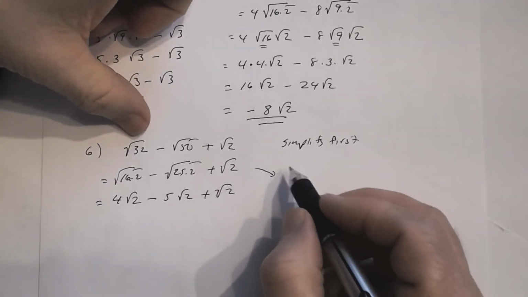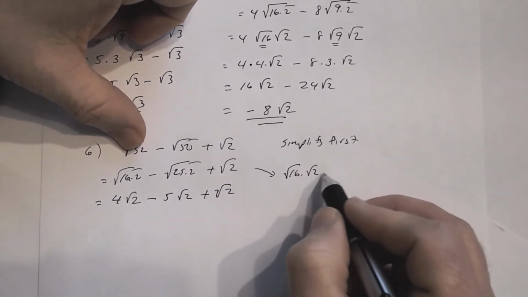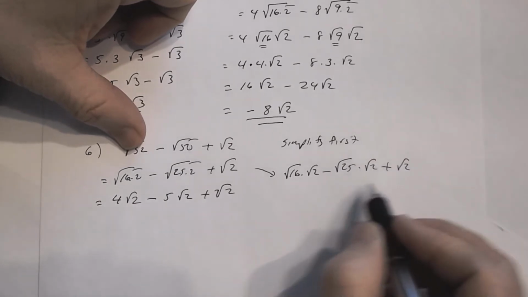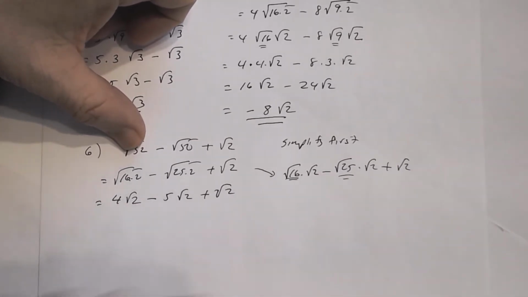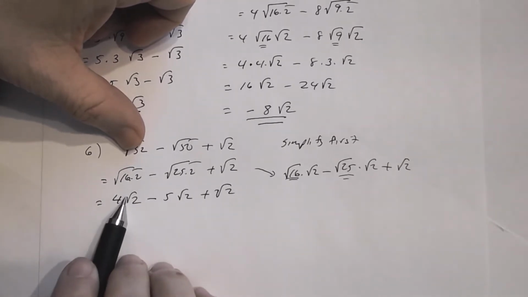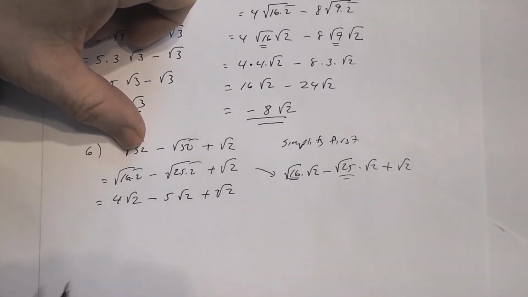So if you need to rewrite that step, if you mess up at this point because you're skipping a step, then go back and rewrite it. So by rewriting, I'm talking about using the product rule. So this becomes the square root of 16 times the square root of 2 minus the square root of 25 times the square root of 2 plus the square root of 2. And now notice that I can simplify these, and that's what you see here. Okay? So if you mess up when you go from here to here by skipping that step, then I would suggest that you actually write it out.